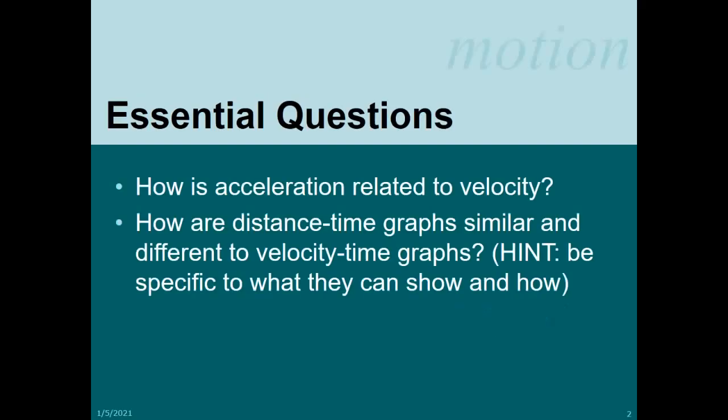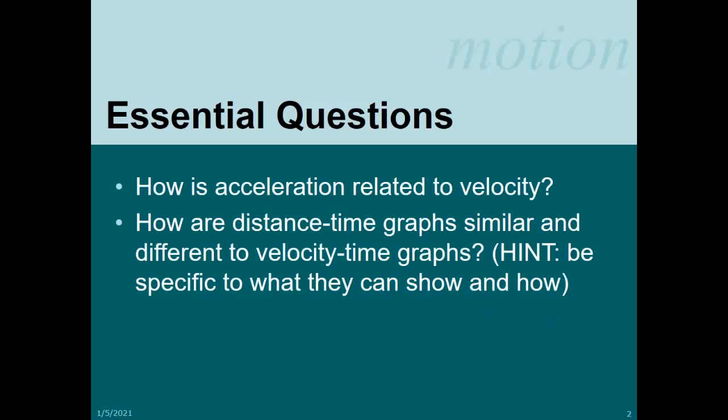Number one, what is acceleration and how is it related to velocity? The fact that I'm asking about velocity should tell you something about acceleration in terms of its properties right away. Number two, how are distance time graphs similar and different to velocity time graphs? Notice we're changing out one of our units here from distance to velocity. And I want you to be specific as you go through this so that you can tell me what these two graphs show and how they show that.